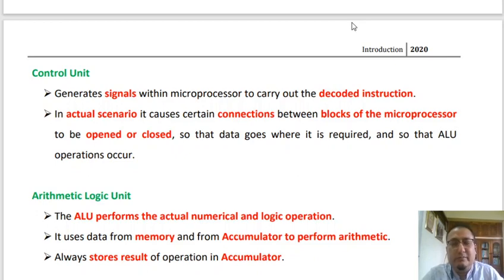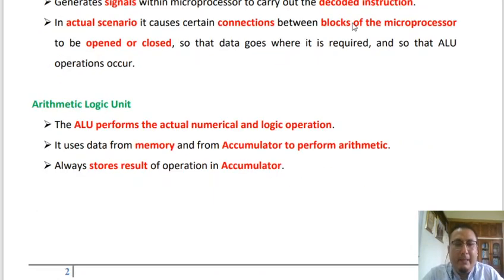So control unit plays a very vital role whenever the instructions are getting executed, because it generates control and coordination signals. Now, the next unit that you have is the arithmetic logical unit. So, arithmetic logical unit performs the arithmetic and logical operations.